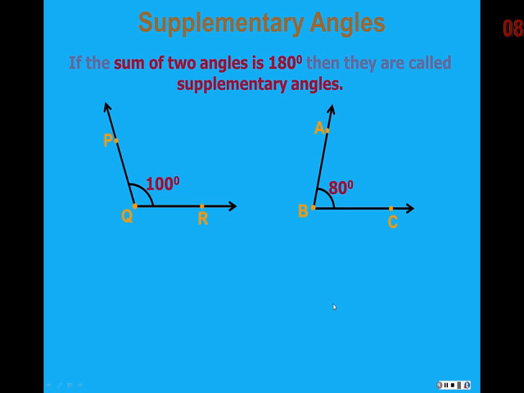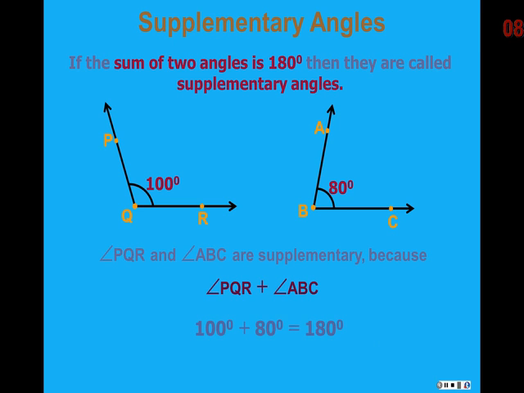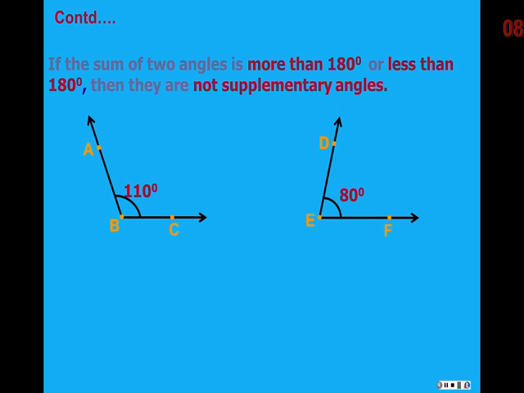No. Okay? So if I have a 100-degree angle and I add it to an 80-degree angle, they are supplementary because their sums are 180 degrees. This should just be a review. We did a lot of supplementary angles at the beginning of our geometry quest. So if the sum of an angle is more than 180 or less than 180, it is not supplementary.